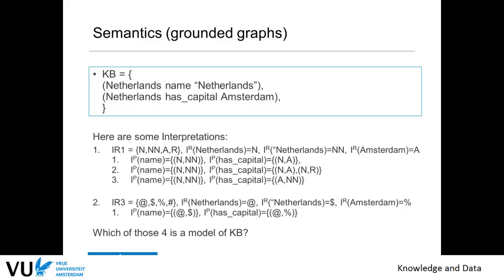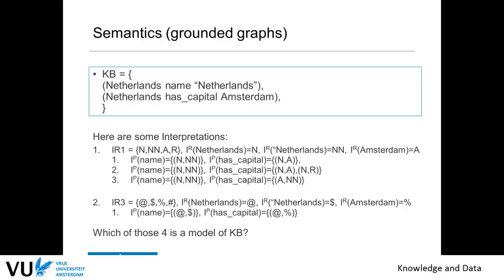And then we have to define our interpretations for the predicates again. In this example, we interpret the name relation such that it must hold between the at sign and the dollar sign, and the has capital relation must hold between the at sign and the percentage sign. So these are four different interpretations. The first three have the same universe, the fourth has another universe. And now the question is, of course, which of those four is a model of the knowledge base?